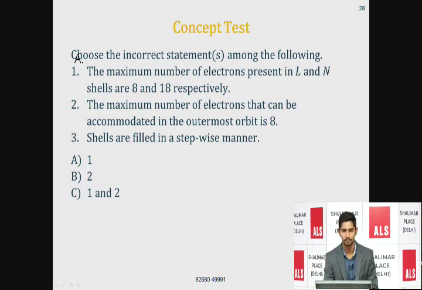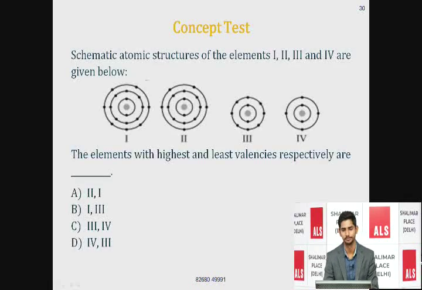Okay. Maximum number of electrons that can be accommodated in the outermost orbit is 8. Absolutely correct. That follows the octet rule. So you can remember that the outermost shell can have only 8 electrons. Shells are filled in a stepwise manner. Yes, definitely. It means you can't fill L before K, or M before L. So first of all, we have to fill the K shell, then L, then M, then N, and so on. Okay. Next question.